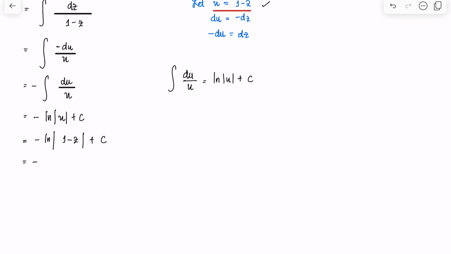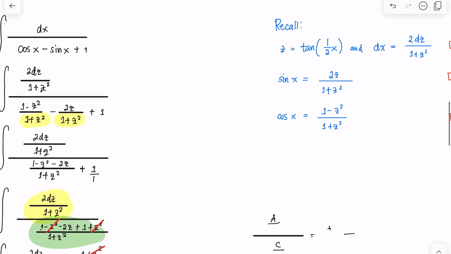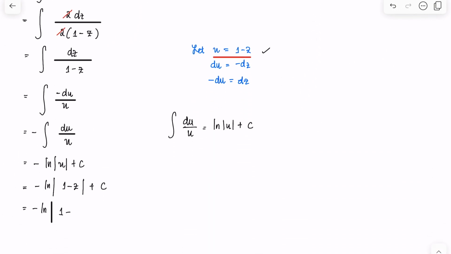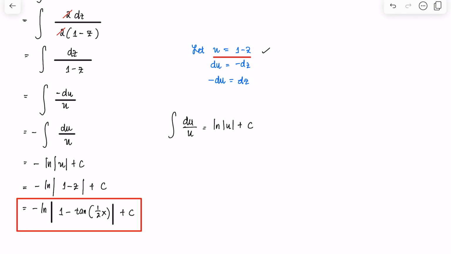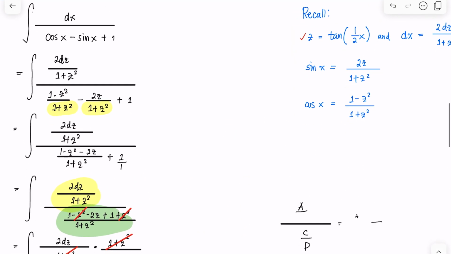So this will become negative ln of the absolute value of 1 minus z, based on what we substituted earlier. This is just equal to the tangent of 1/2 of x. So that means that this will be written as negative ln of the absolute value of 1 minus tangent of 1/2 of x, and then plus c. So this is your integral. This is how you solve your integral of dx over cosine of x minus sine x plus 1 using z substitution.